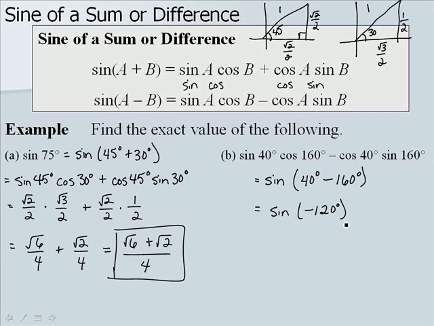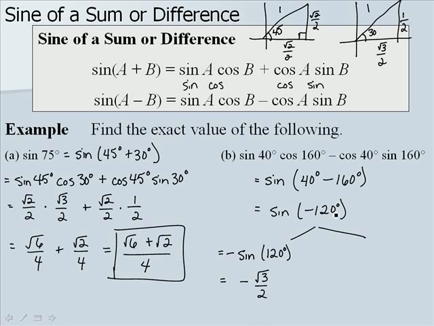Now there's a couple ways we can go at this point, so we'll split off. One way is using the negative identities. We know the sine of a negative angle is simply equal to negative sine of the positive of that. And sine of 120 degrees would be the square root of 3 over 2. And we'll simply make it negative.